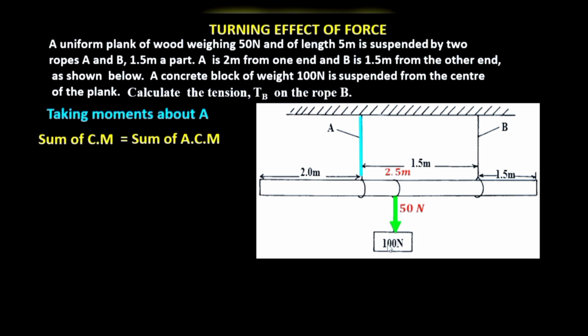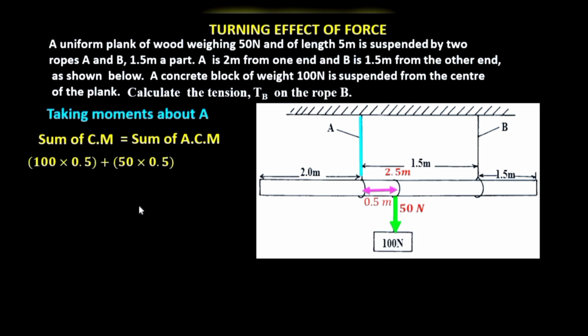Let's begin with the moment as a result of 100 newtons. We'll have 100 times 0.5. 0.5 is the perpendicular distance between the line of action of the force 100 newtons and the pivot. That is this distance here, 0.5. So if you multiply 100 newtons by 0.5, that will give us the moment as a result of 100 newtons. So that is for this part.